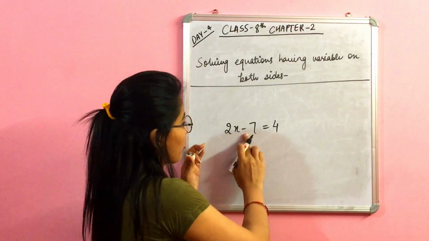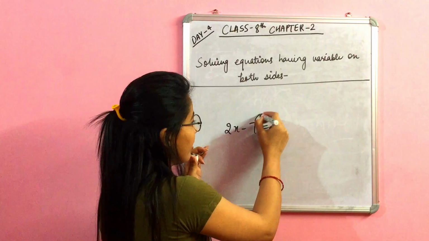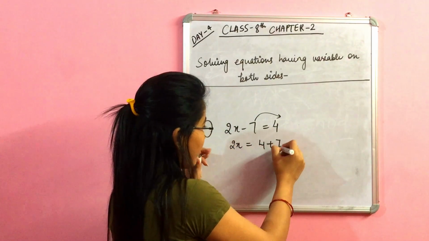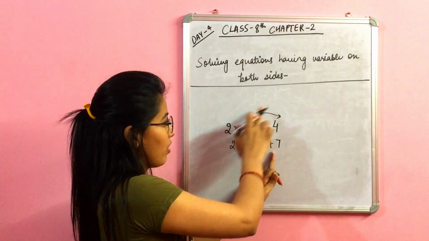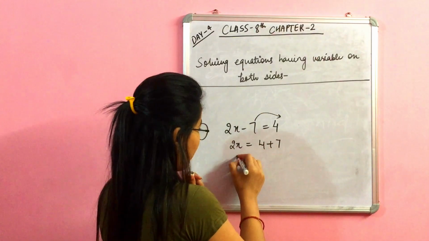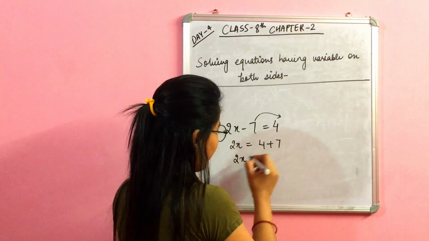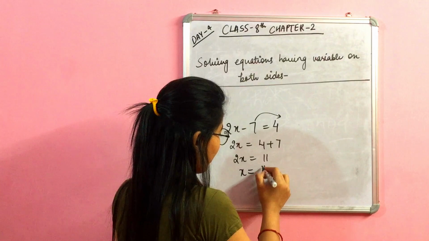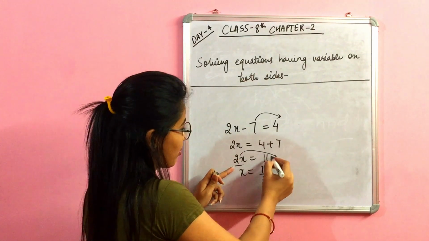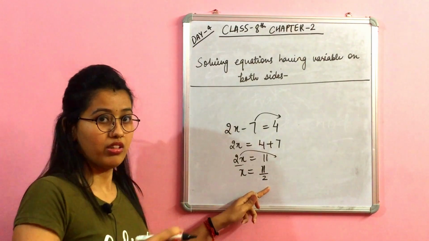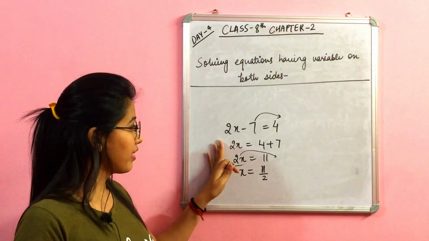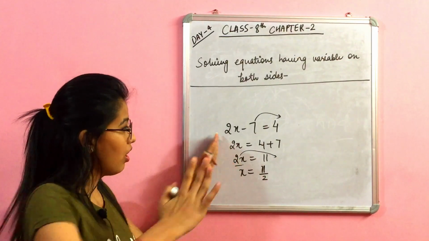We can just transpose the constant term to the right hand side. I can write it as 2x is equal to 4 plus 7. This minus will become plus after transposition. Now 2x is equal to 11, so x is equal to 11 upon 2. This 2 is in multiplication here, so after transposition it will become division. This is how we can solve any linear equation which has one variable on the left hand side only.